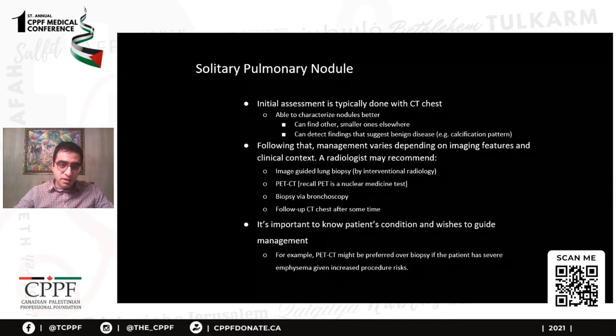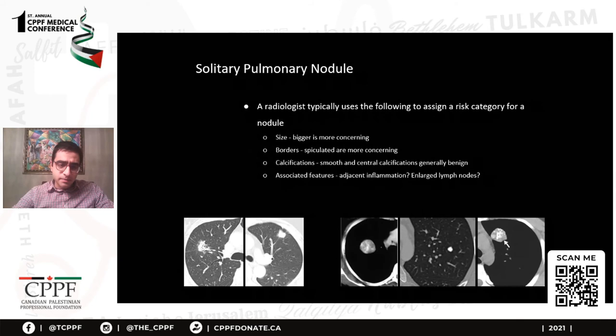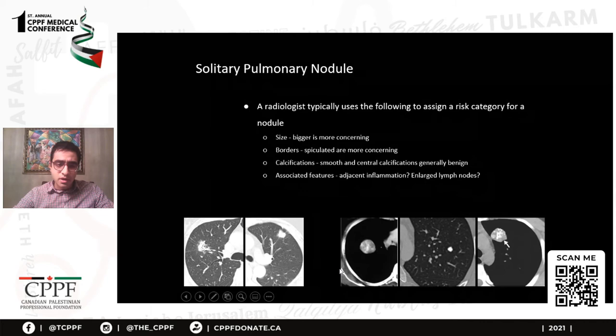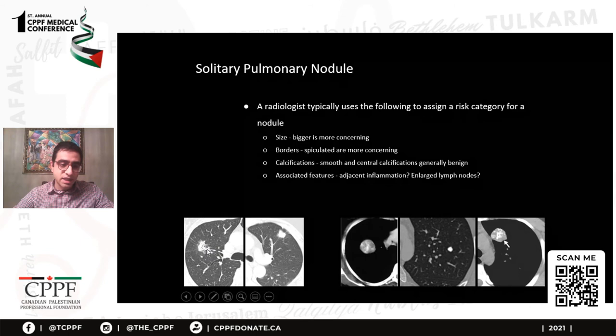Here are some examples of some nodules. So we look for things like the size of the nodule. Typically bigger is worse. We look for the borders of the nodule. So for example, this one here has spiculated margins and it looks fairly concerning. There are also areas of what we call cavitation. So you see small black areas. Those are air-filled components.